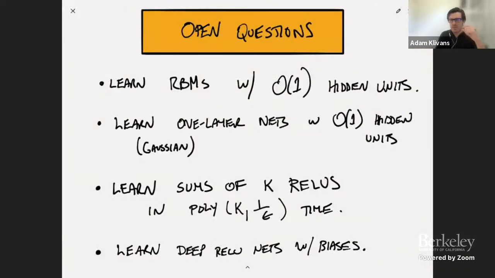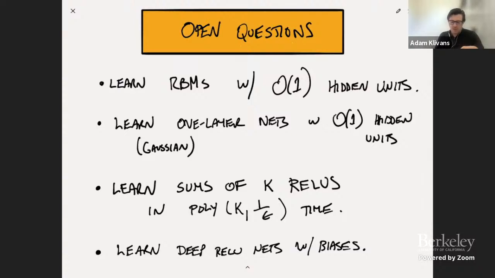Okay, so I wanted to state, and this applies to both of the talks for today, a laundry list of open questions that I think are very interesting and would give us really new algorithmic tools for learning neural networks and graphical models. The first question that's still open, and I don't have any hardness results for, would be to learn RBMs with just a constant number of hidden units in polynomial time. I don't see why that isn't possible, although I really don't know how to do it.